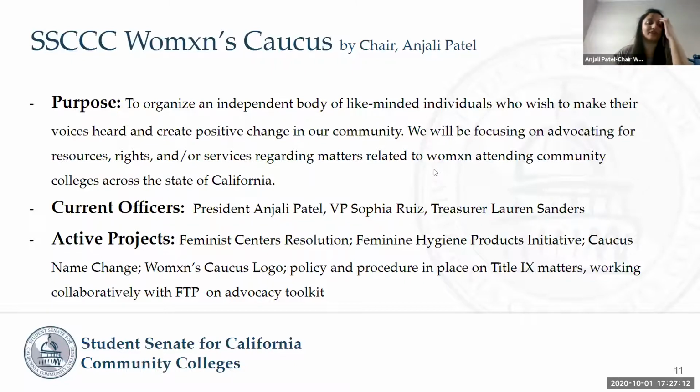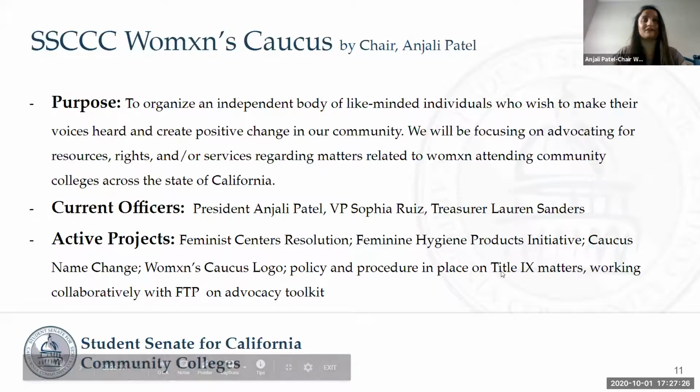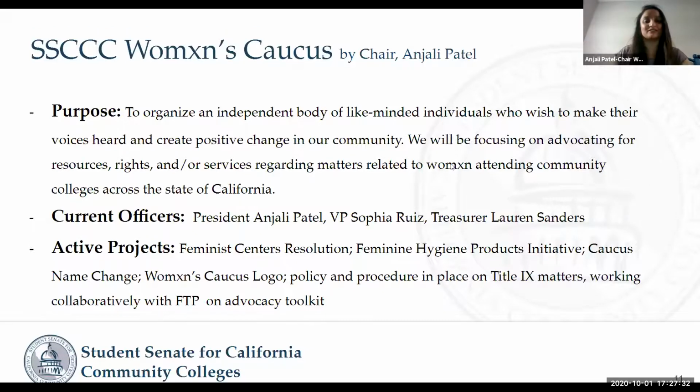So right now we have amazing officers, an amazing vice chair, which is Sophia Ruse. She's from Mount San Antonio College. Sorry about that. And we don't have a secretary, but we have the treasurer, which is Lauren Sanders, who is also the chair of Black Caucus. So those are some officers.